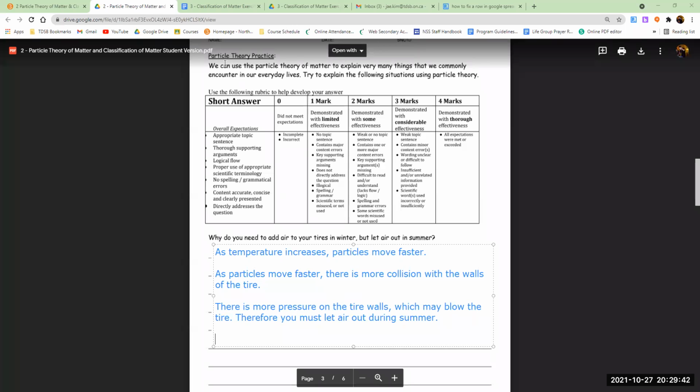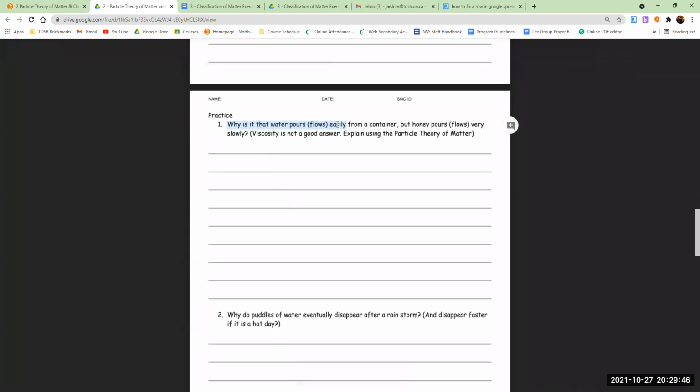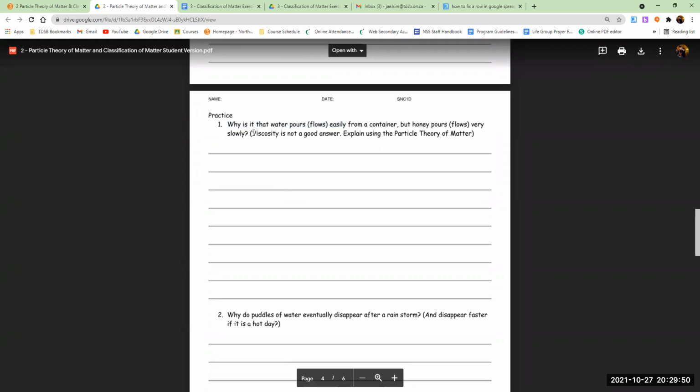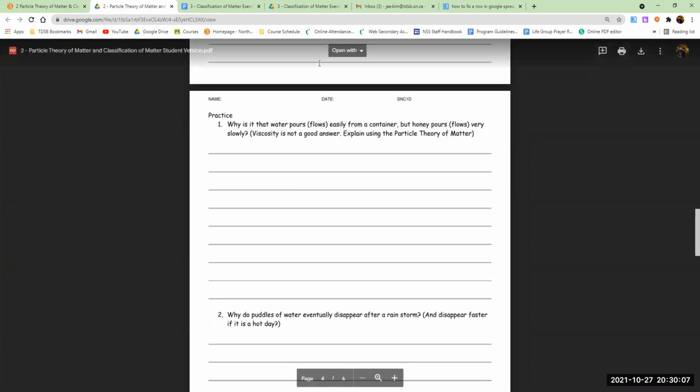Here's another example. Why is it that water pours easily from a container, but honey pours very slowly? Viscosity. You people being gifted, you know a lot about how to describe things and you're very good with your words. But in this situation, if you just mention viscosity, saying, oh, that's a scientific word, I'm going to get my marks, it's not enough. You need to explain using the particle theory of matter.